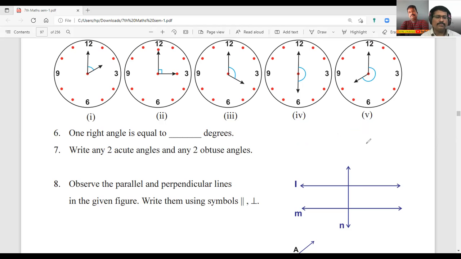So the seventh problem is over. Observe the parallel and perpendicular lines in the given figure. Write them using symbols for parallel and perpendicular. Okay, 1 minute.